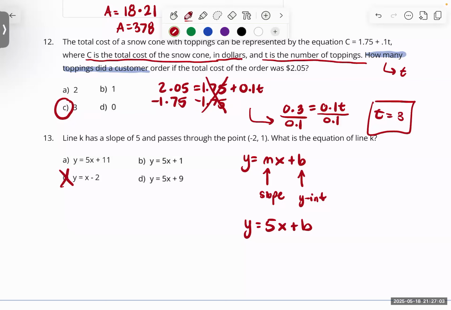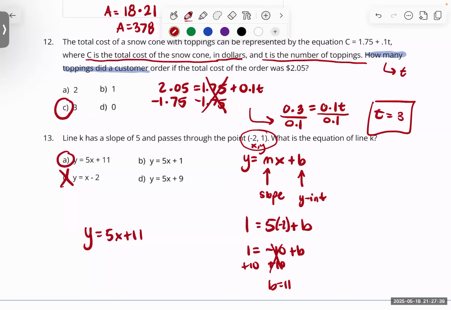Now, how do I find b? Well, it gives us information here. It tells us that on this line is the point -2, 1. And remember, all points are read as x, y. But we already know what that is here. So just plug in y for 1 and x for -2. So 1 equals 5 times -2, which is -10, plus b. Solve for b, we add 10 to both sides. B equals 11. So the equation of my line is y equals 5x plus 11, which is A.